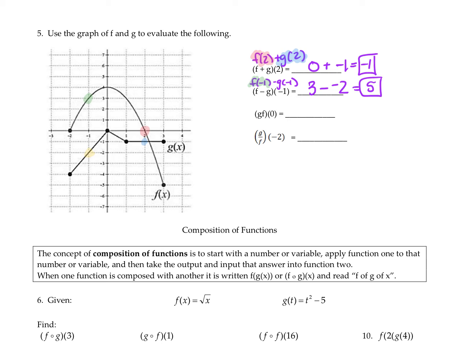In this next one, we are doing g of 0 times f of 0. So g of 0 is right here at 0, times f of 0, which is right here at 4. 0 times 4 would just give me 0.